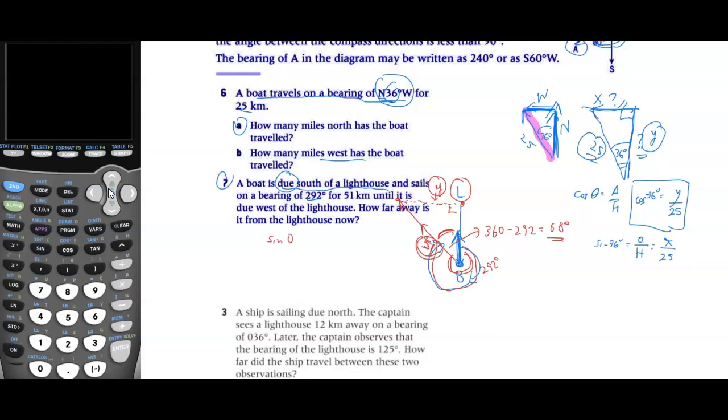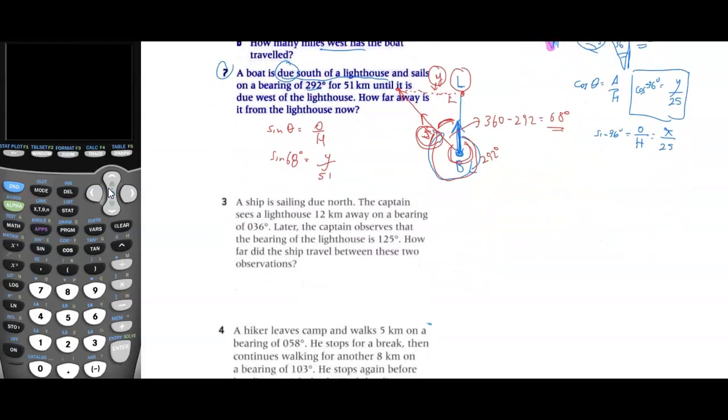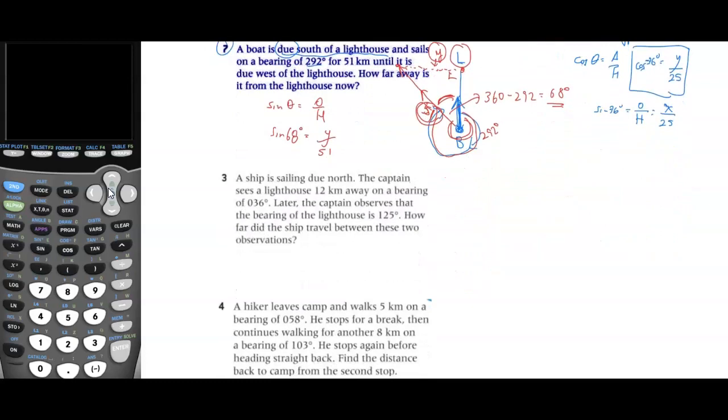It would be sine of theta equals opposite over hypotenuse. The theta would be 68 degrees. And then the opposite would be y, and the hypotenuse would be 51. So we could figure out y by putting sine 68 in the calculator and solving for y, right? Okay, let's move on to the next one.